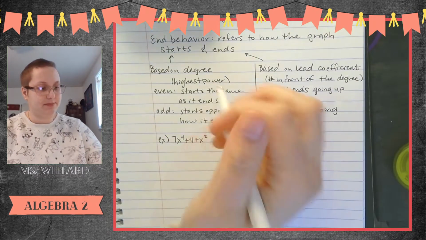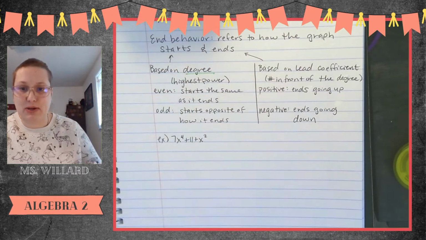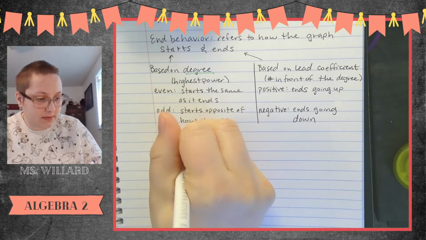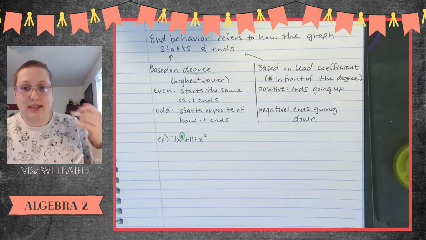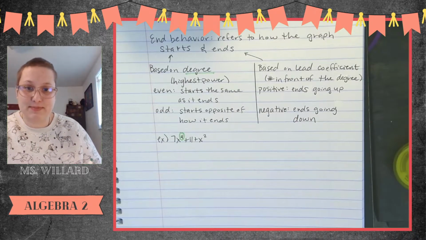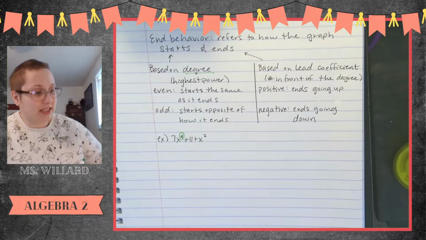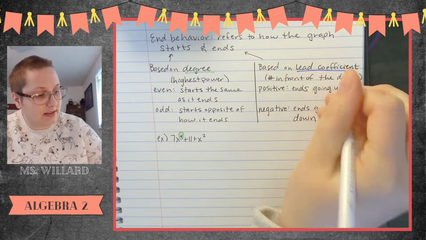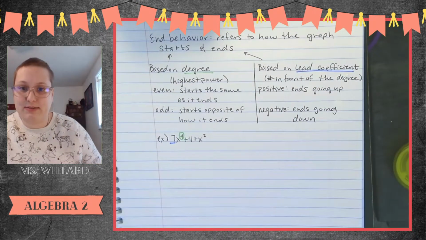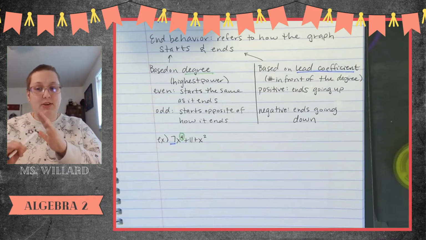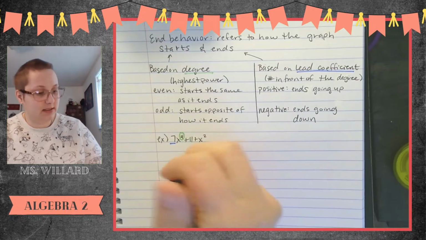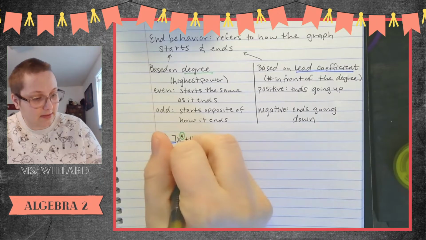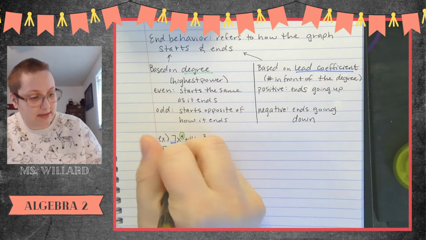So the degree is the highest power. The highest power here is 4. So it is gonna start the same as it ends because that's even. And then my lead coefficient is that number in front, which is 7. That's positive. So I have positive lead coefficient, even degree. My degree is even. My lead coefficient is positive.